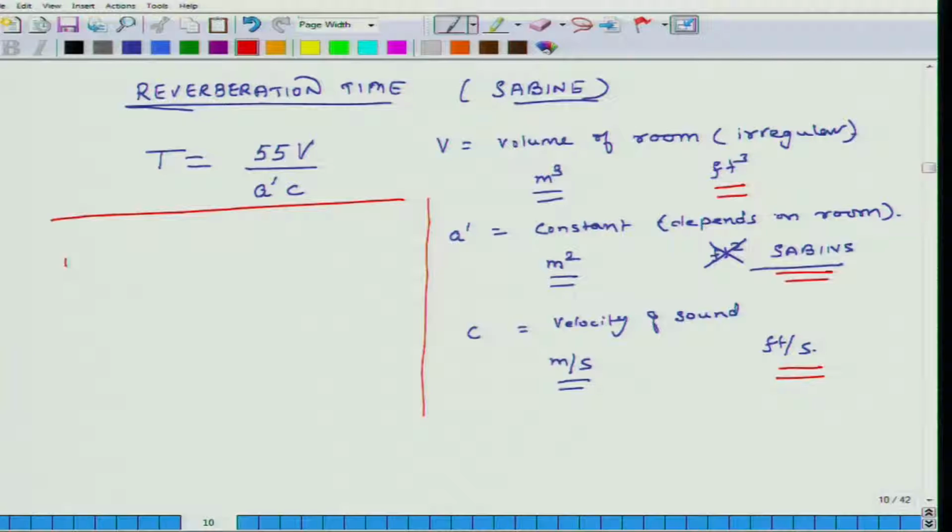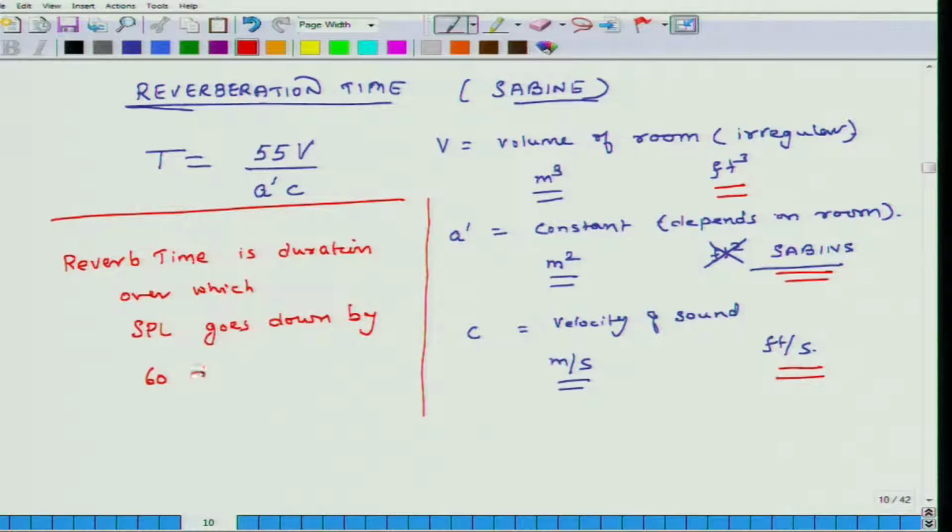So reverb time or reverberation time is the duration over which sound pressure level goes down by 60 decibels. Basically the energy level goes down by a factor of a million. So that is what happens.